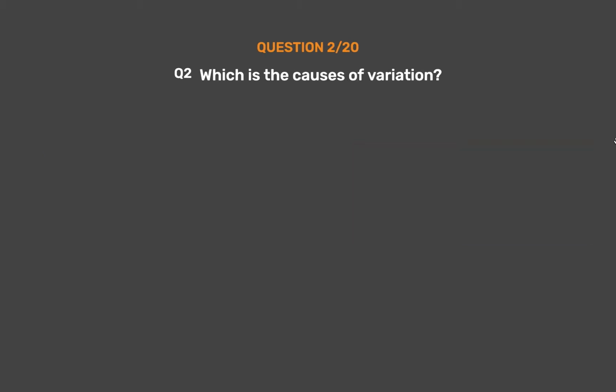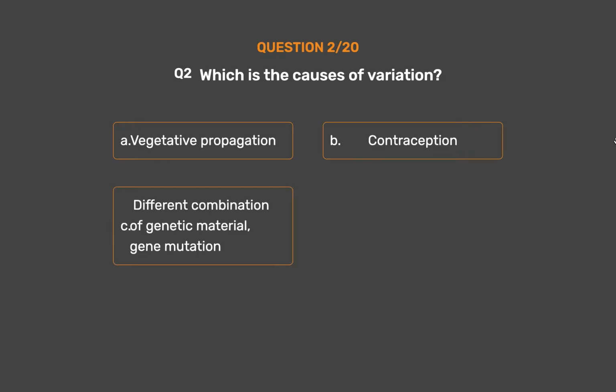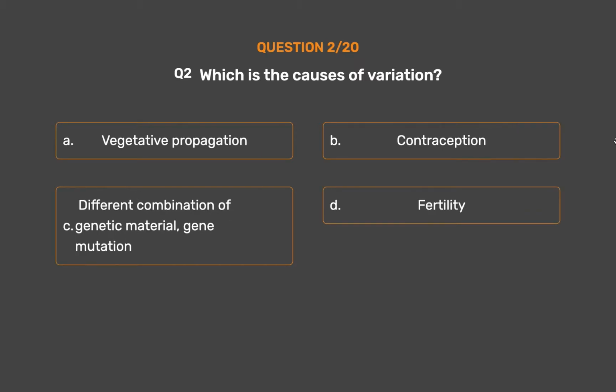Question number 2. Which is the cause of variation? Option A. Vegetative propagation. Option B. Contraception. Option C. Different combination of genetic material, gene mutation. Option D. Fertility.